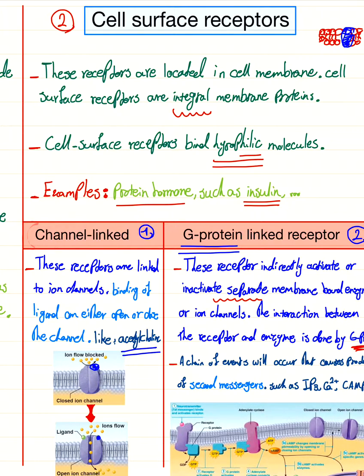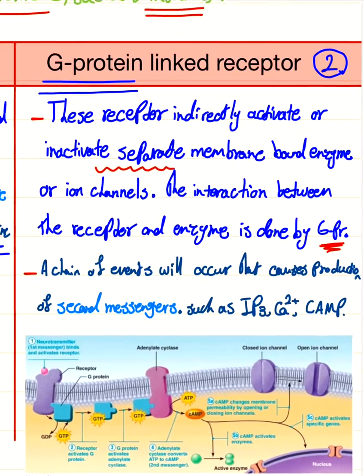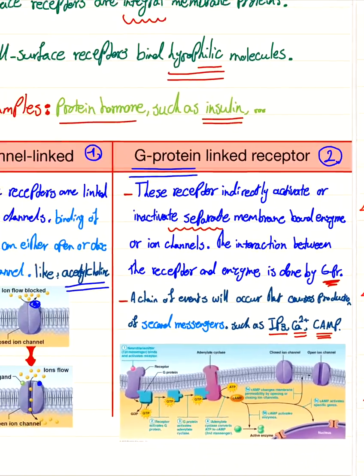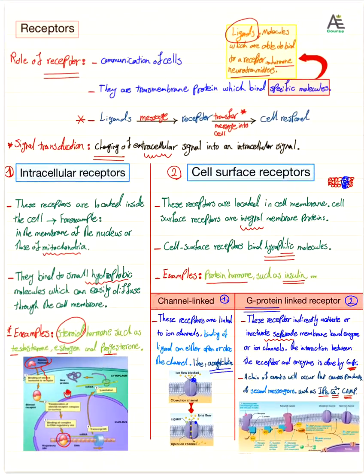In this type of receptor, a chain of events will happen, and at the end of these parts, it will produce a secondary messenger. These secondary messengers are like IP3, calcium ion, or cAMP. Then these secondary messengers cause changes in the cell and produce a response. That is a brief explanation about G protein linked receptors and all the other receptors that we have, and I hope it was useful for you.